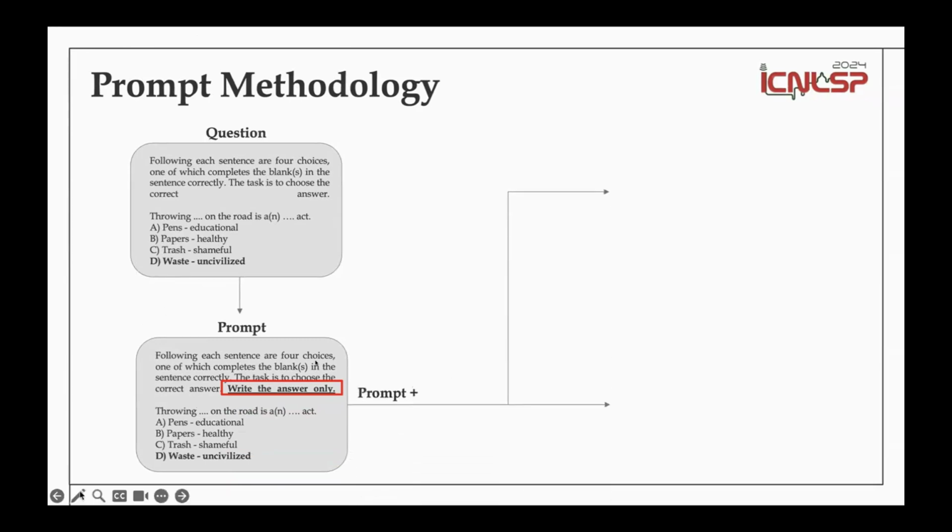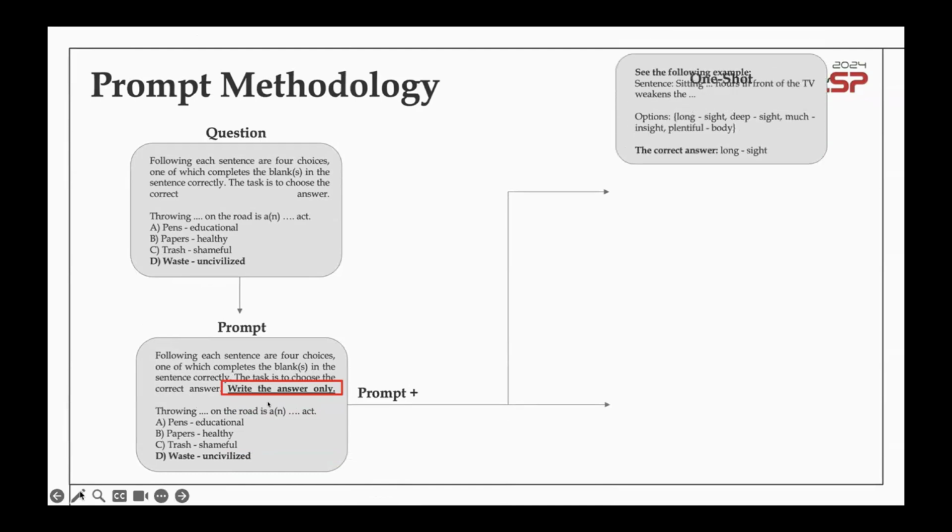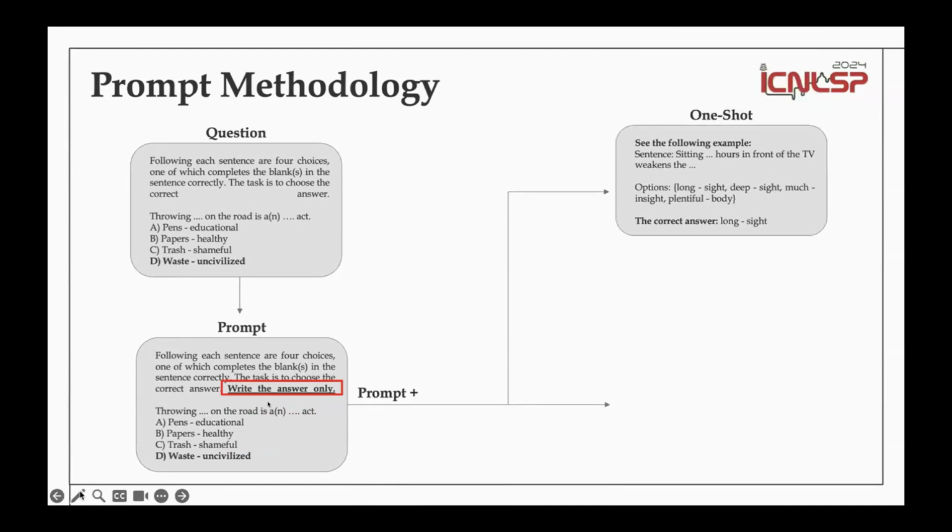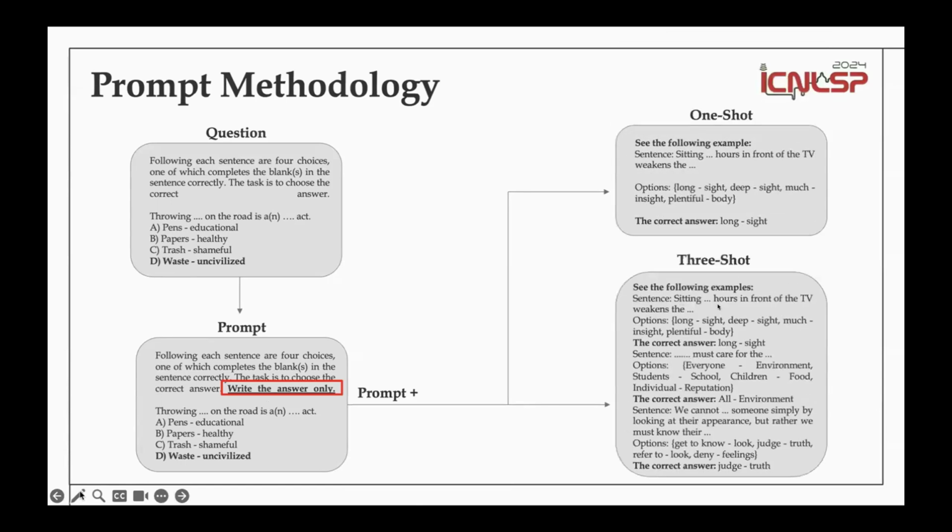So for the 0 shot prompt, we inserted the same question. As for the 1 shot prompt, we provided 1 sample. As you can see in the following example, with the sentence and the options, showing the correct answer in the question. And for the 3 shot, we provided 3 samples to the model.